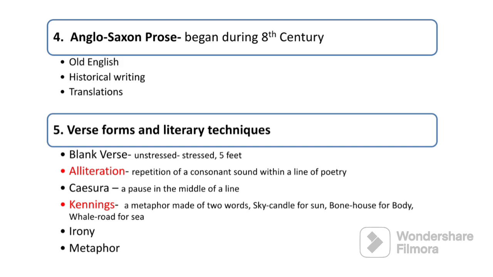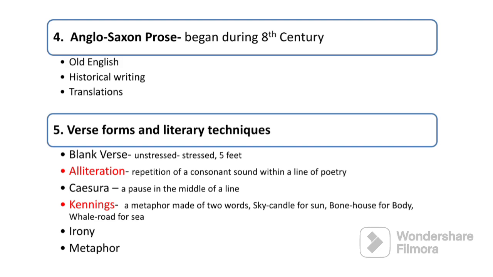Fourth thing is kennings. Kenning was a very important literary device at that time, and the writers used to make their writings interesting by using this. It is a kind of metaphor made of two words, a compound word you can say. So instead of saying sun, they would call it sky candle. Instead of saying body, they would call it bone house or life house. And they would use whale road for sea or swan road for sea. So these were the words which were used to create some kind of poetic effect, or maybe to meet the requirement of meter or feet in a poem.